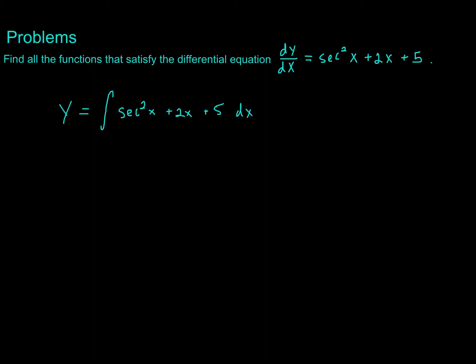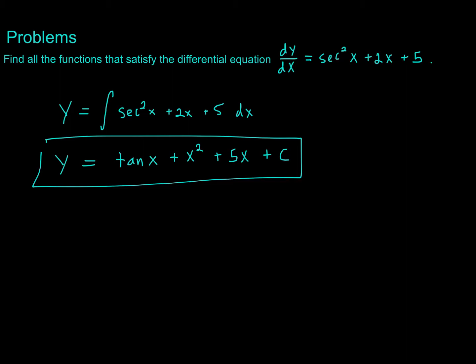And I can find the antiderivative to this pretty easily in my head. The only sort of challenging one might be secant squared, and you will remember that the derivative of tangent x is secant squared x. So that's going to be tangent x. The antiderivative of 2x is x squared. And the antiderivative of 5 will be 5x. But I can't forget, of course, that there is a constant term that could be there that I need to make sure I include. So I need to have plus c here, where c is any constant. So this function y is the family of all functions that satisfy this differential equation.